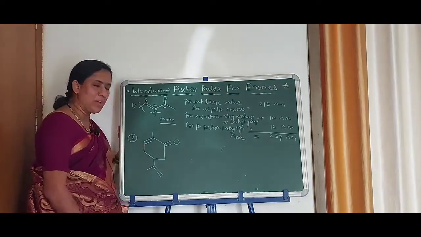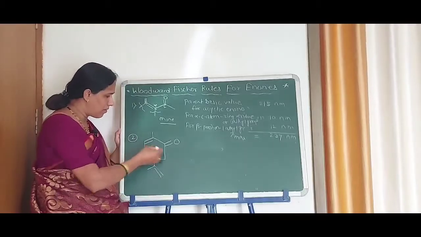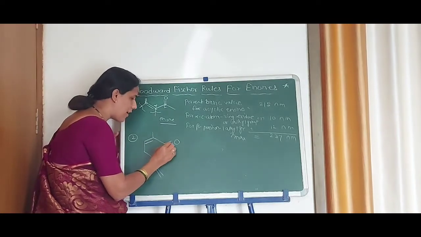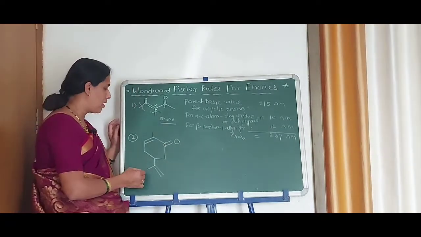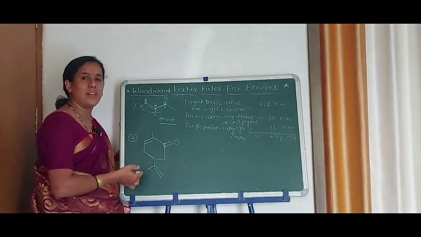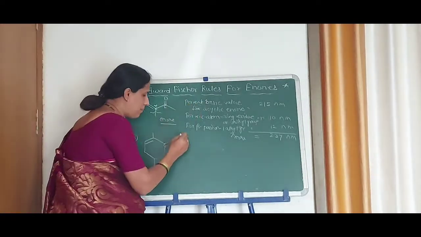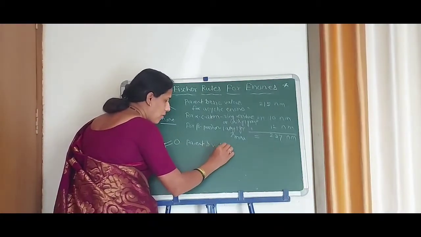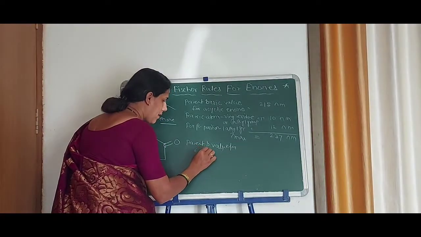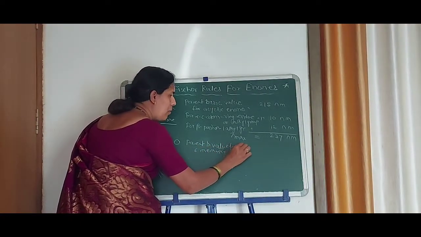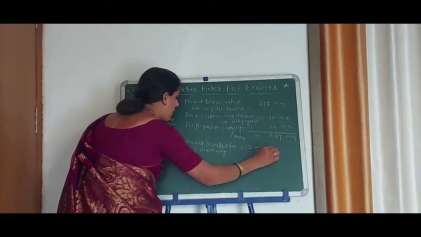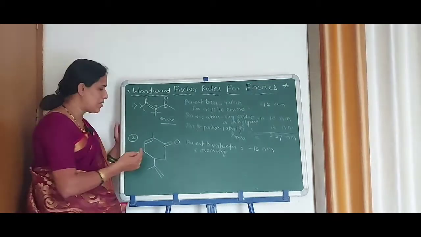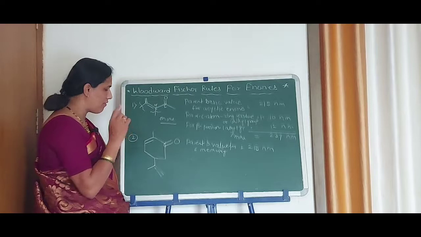Now, come to the second problem. In this second problem, what is the structure? Here, this is the structure of an enone. You just have to identify the CO bond, that is the carbonyl group. Then you have to identify the ring, which is a 6-membered ring. Also the parent basic value for a 6-membered ring is equal to 215 nanometers. Now come to our first rule: you have to specify the carbon atoms as alpha and beta.